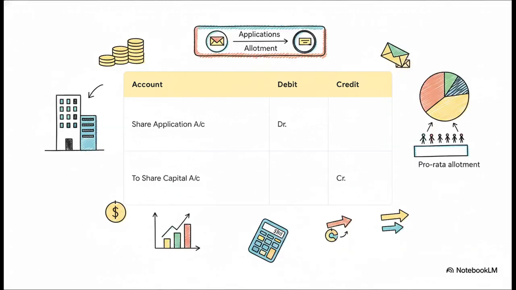Now, once the company decides who gets the shares on allotment, the real magic happens. We take the money out of that temporary waiting room, so we debit the share application account to close it, and we transfer it to its final permanent home, the share capital account. This is the moment it officially becomes the capital of the company.